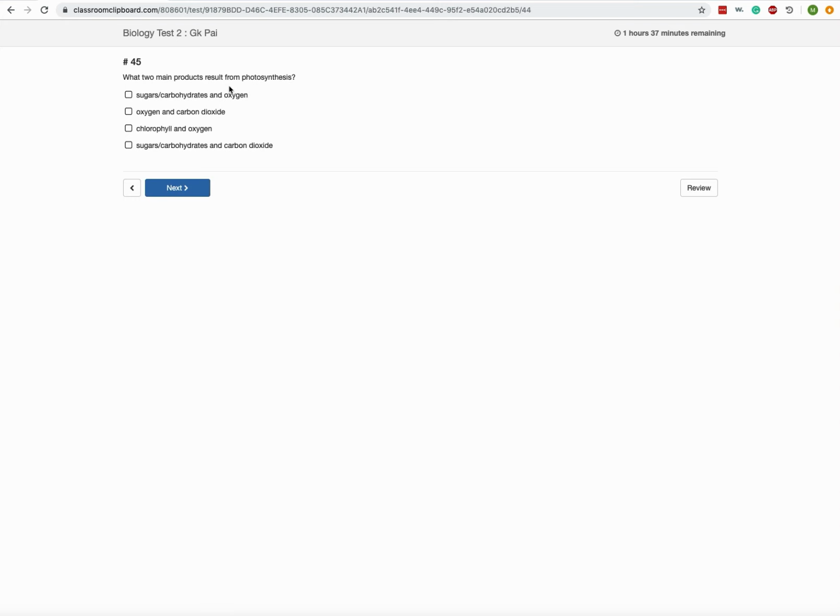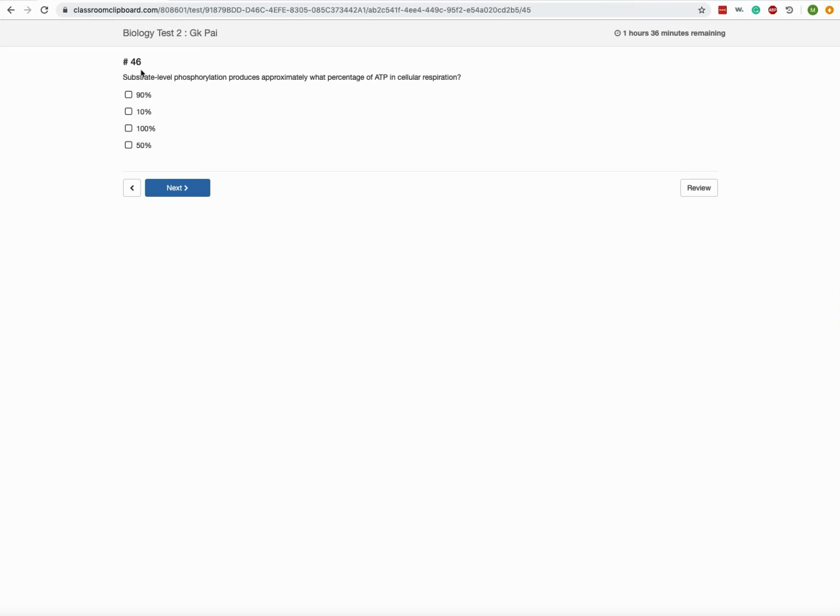What two products result from photosynthesis? Okay, so in photosynthesis, we're trying to create sugar or glucose to use in cellular respiration in the plant. So we know it has to have sugar as a product, and oxygen is released from plants, and they actually take in carbon dioxide. Carbon dioxide is a reactant, so it's sugars and carbohydrates and oxygen.